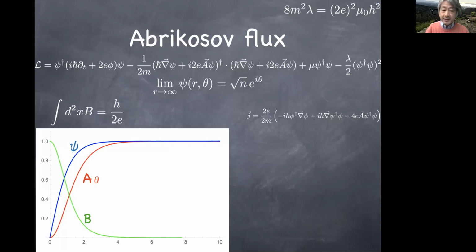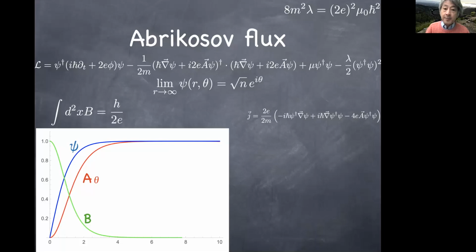The horizontal axis is just the radial direction. And the azimuthal direction is given by this theta dependence over here. So I'm not plotting it. If you go around the circle, then this value of psi would change its phase. Here, I'm just plotting the magnitude of psi. And so at spatial infinity, it has to approach the value of the condensate to minimize energy. But at the origin of space, it may go to 0.